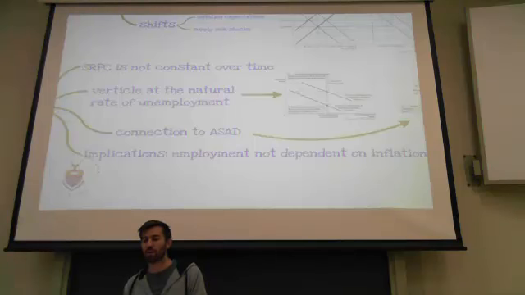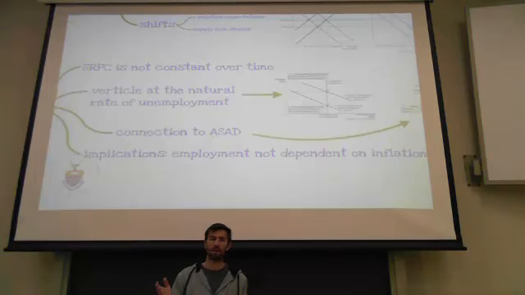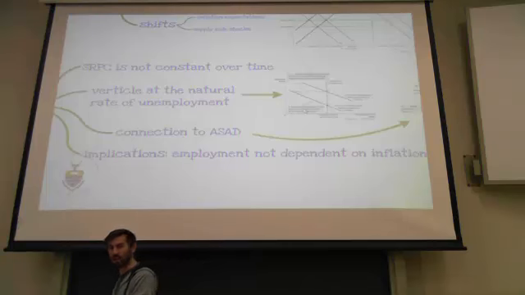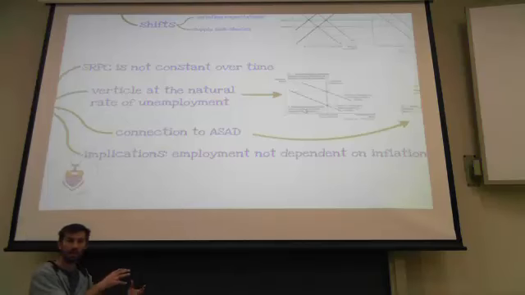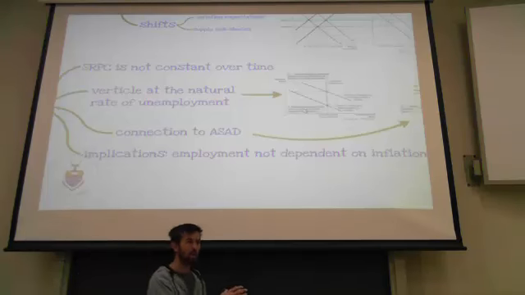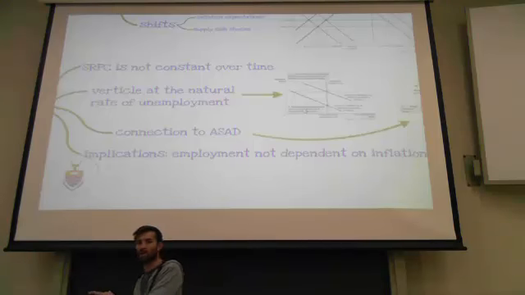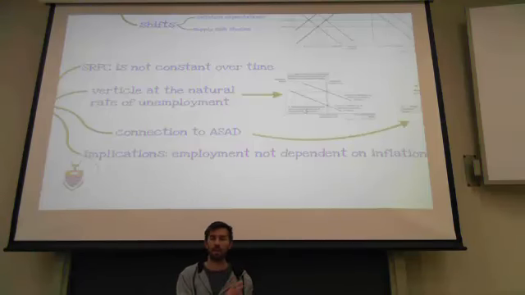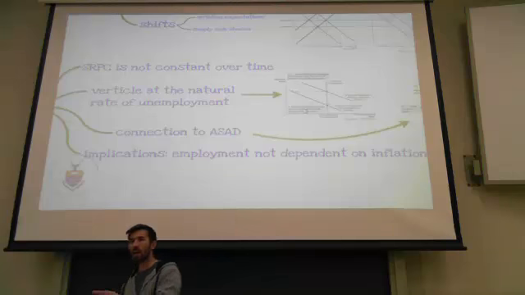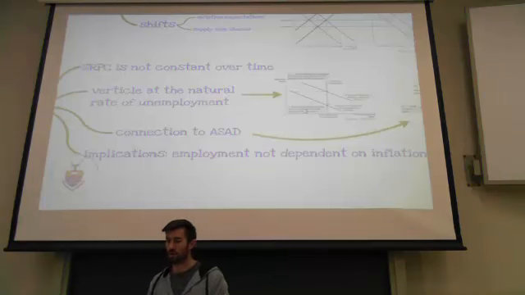So the short run Phillips curve is not constant over time. What happens? We see that it shifts as people adjust their inflation expectations, adjust their nominal wage demands in relation to actual inflation, to actual price changes. As those prices change, people adjust their expectations about how prices will change, and so they adjust their nominal wage demands.